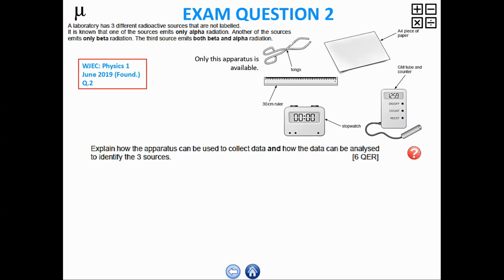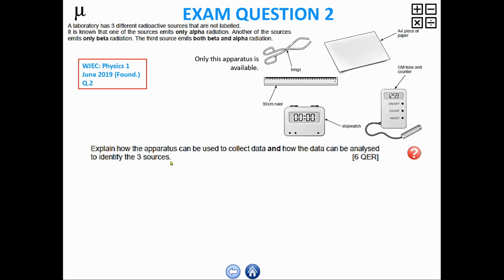And then we would put the piece of paper in between the source, you could say at 10 centimeters. Okay, so, and if the number drops off, we know that it's going to be an alpha. If the number doesn't change, then it could be a beta or a beta and alpha. And then you put it right next to it, so 5 centimeters away, and you measure again.